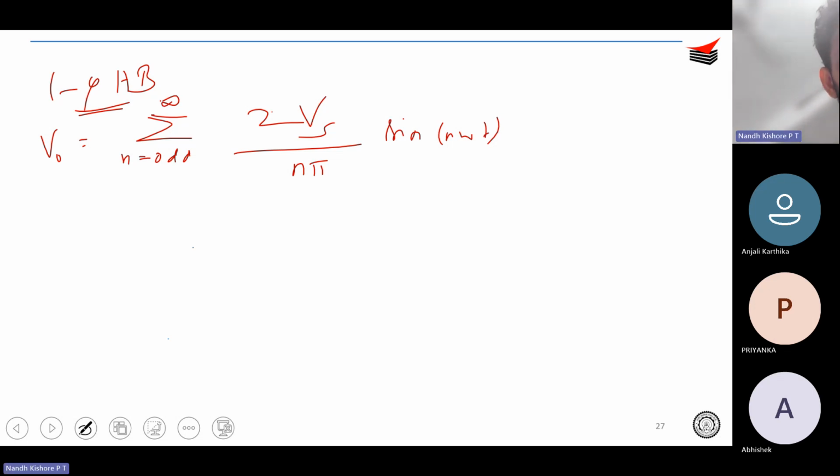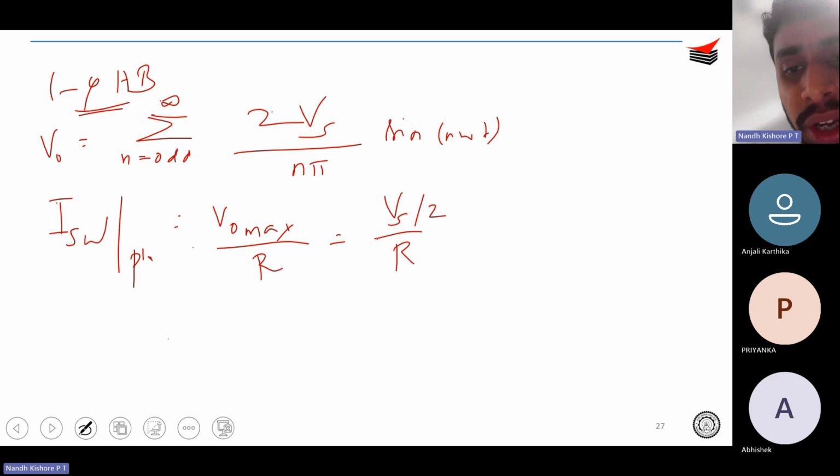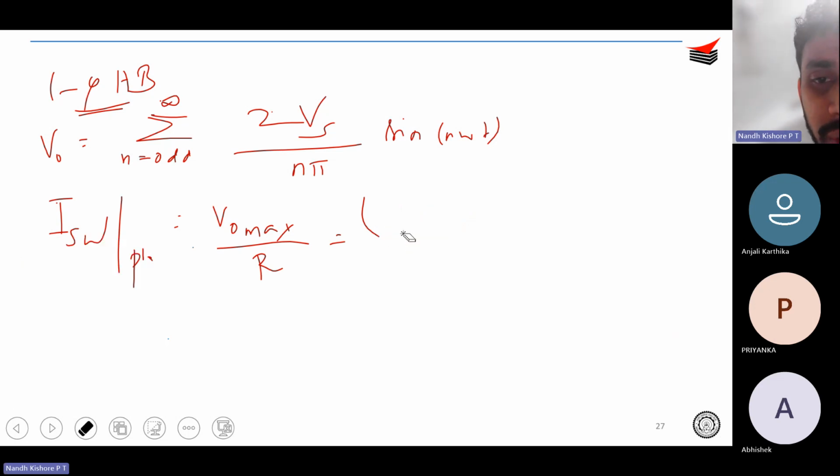Fine. So what is the peak current via switch, or I switch peak, if I might call it? It will be V naught max over R in case of a pure R load. So what is V naught max? In a half bridge, it's going to be the same as your input voltage, Vs by 2. So Vs by 2 over R, correct? Because it's a half bridge. So I will rewrite this as Vs by 2R. Okay, this is the peak current.